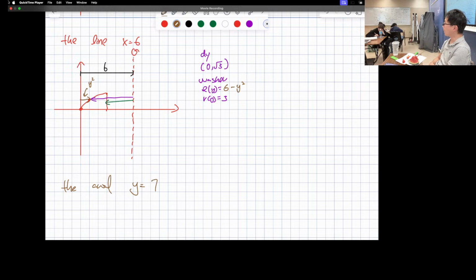Rotate around y equal to 7. Now this one I'm gonna let you guys go through with each other, see if you got the same thing. But off axis is the hardest thing that you're gonna learn in terms of volumes.